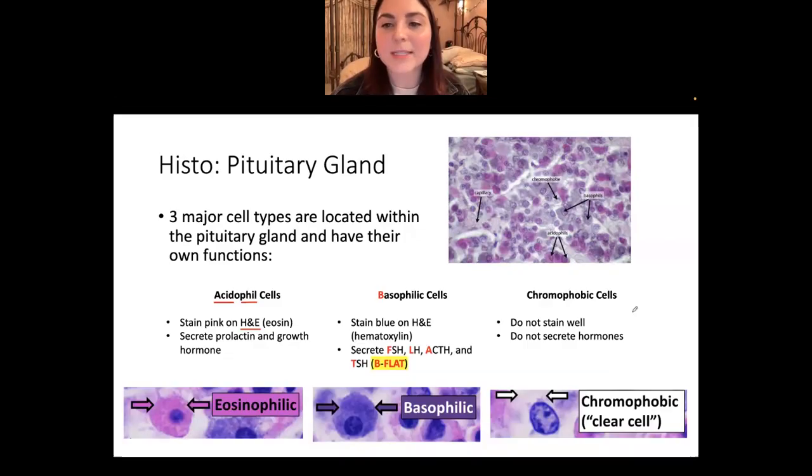And then your chromophobic cells, or chromophobes, are just everything else that's there. So they don't stain well and they don't secrete hormones. They're just kind of there. Okay, so these are the main cell types in the anterior and the posterior pituitary glands.